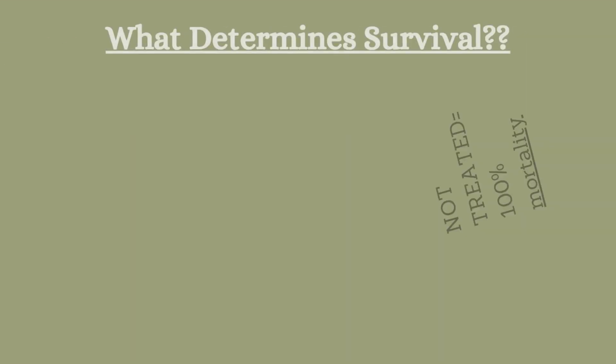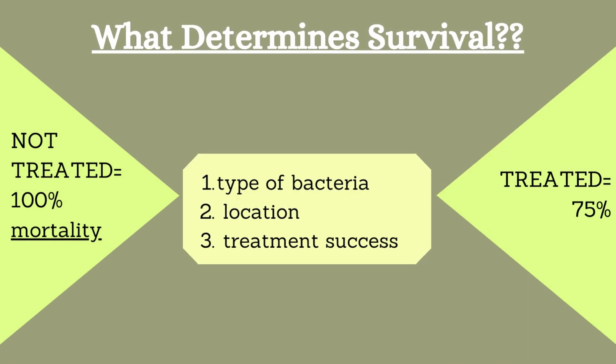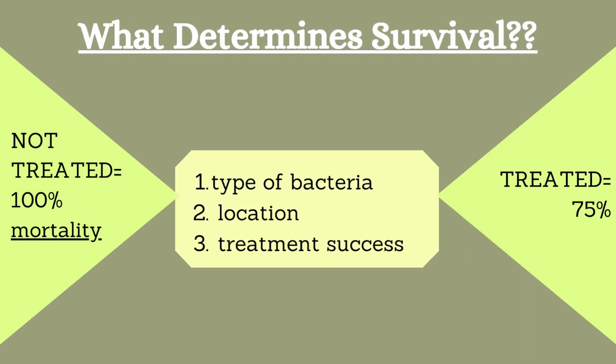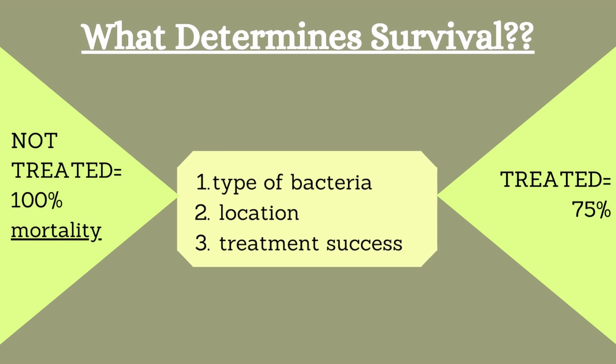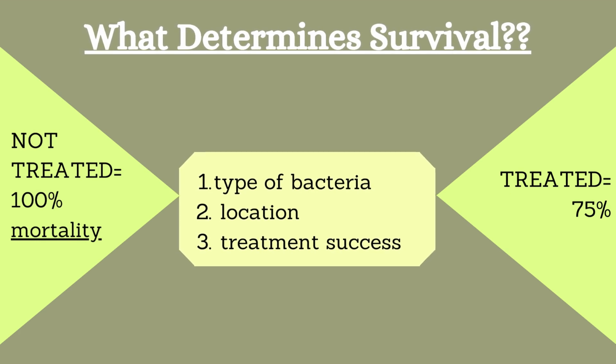So the real question is, what is the survival rate or mortality of this disease? Survival rate depends on various factors, including the type of bacteria causing the infection, location of the infection, and how impactful the treatment is. If it is not treated, there is an inevitable 100% mortality rate. However, if treatment is given, there is a higher chance of survival, around 75%.